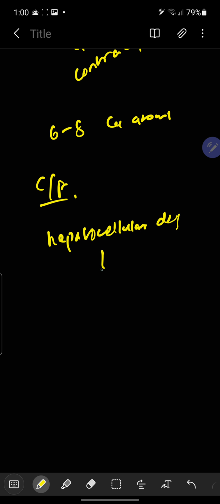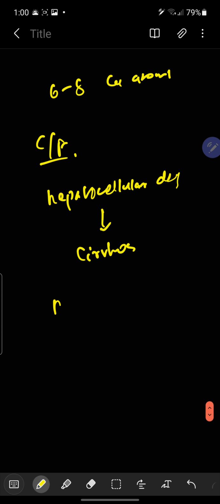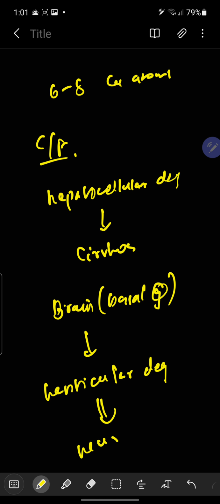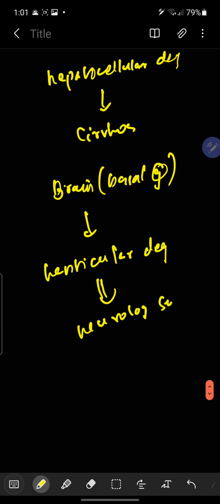Okay, now discussing its clinical features. The copper will accumulate in the liver, causing hepatocellular degeneration, which eventually leads to liver cirrhosis. Okay, it will also deposit in the brain, especially the basal ganglia, and it causes lenticular degeneration, and thus certain neurological symptoms will be manifested.